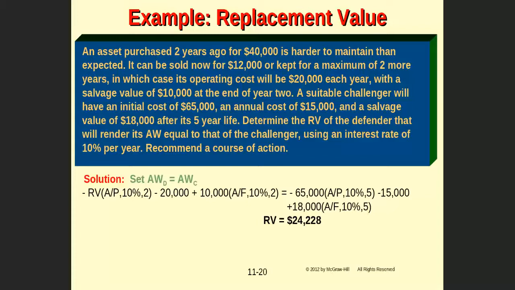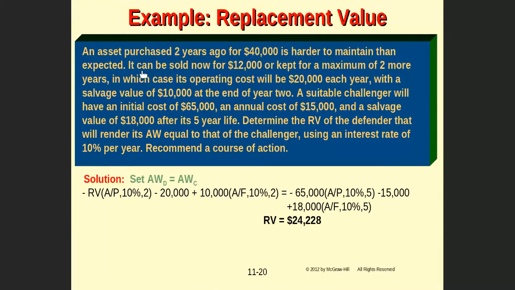In this case, we have the information that was given for the defender, which is, by the way, slightly different from the previous example, because here the RV is unknown. It is different than previously. So we need to reread the question. An asset purchased 2 years ago for 40,000 is harder to maintain than expected. So it was purchased for 40,000 2 years ago.